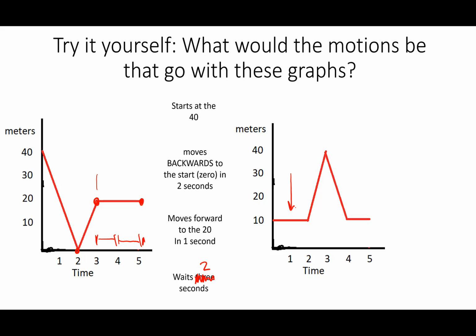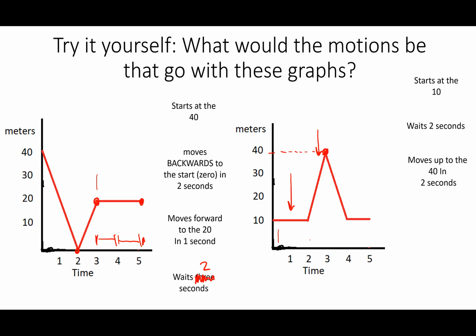So there's a straight line right there, so it's not moving for 2 seconds. There we go. So it starts at the 10, does not move for 2 seconds. Then here, positive slope, positive motion. It moves up to, draw this dotted line if you can't see it, the 40.